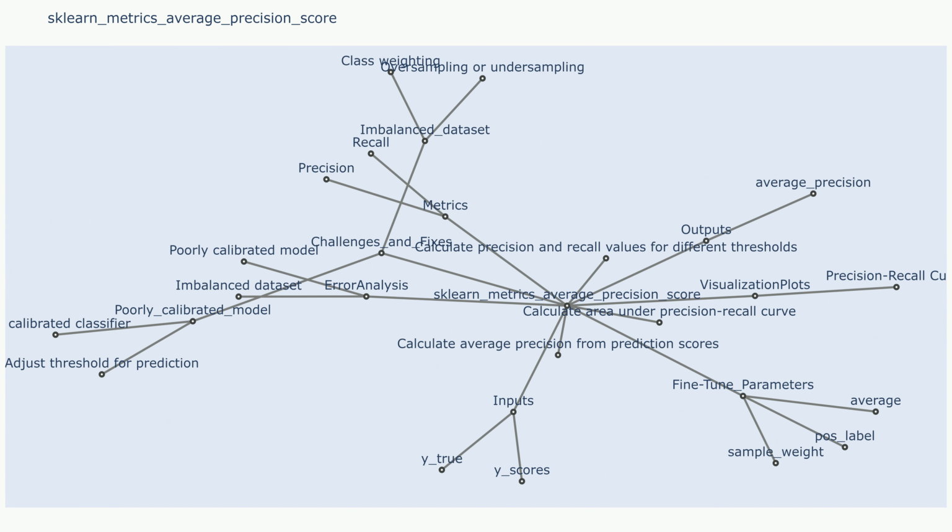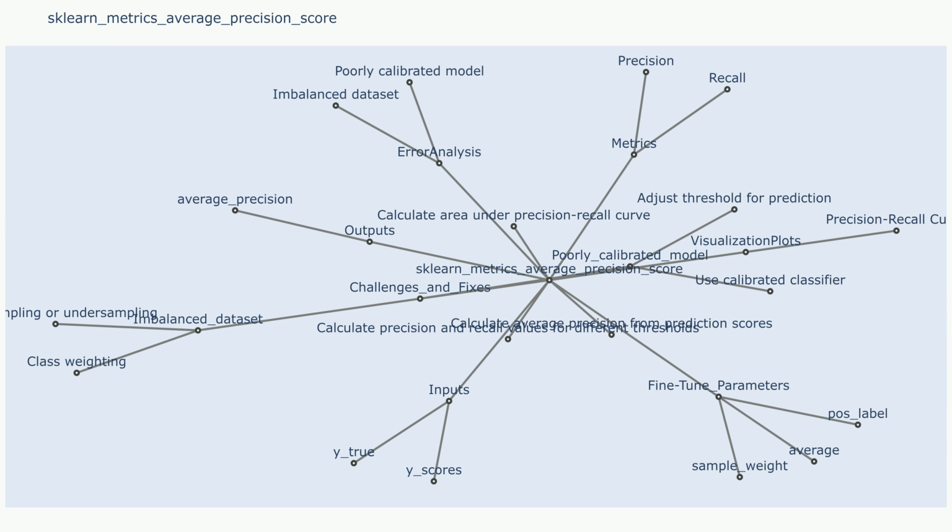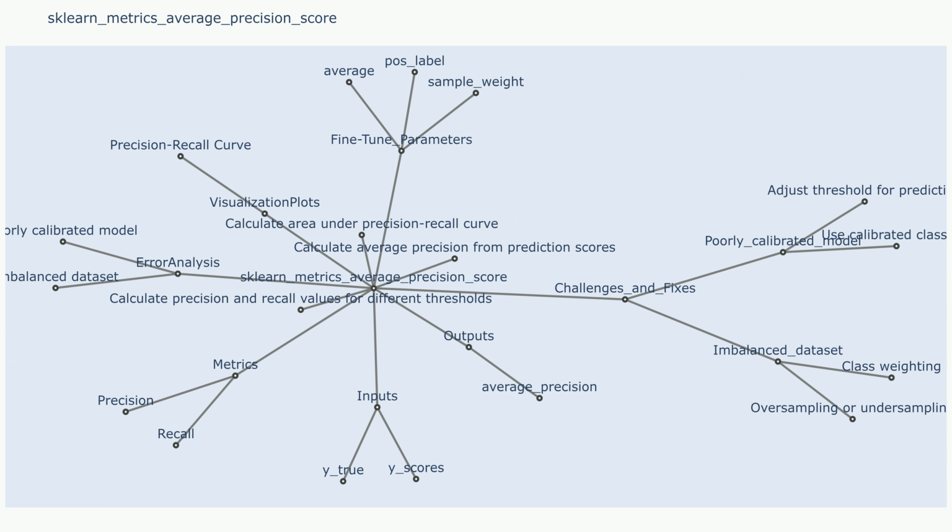Fixes to challenge 1. Oversampling: increasing the number of positive examples to balance the dataset. Undersampling: reducing the number of negative examples to create a more balanced dataset. Cost-sensitive learning: assigning different costs to misclassification errors based on the class imbalance.